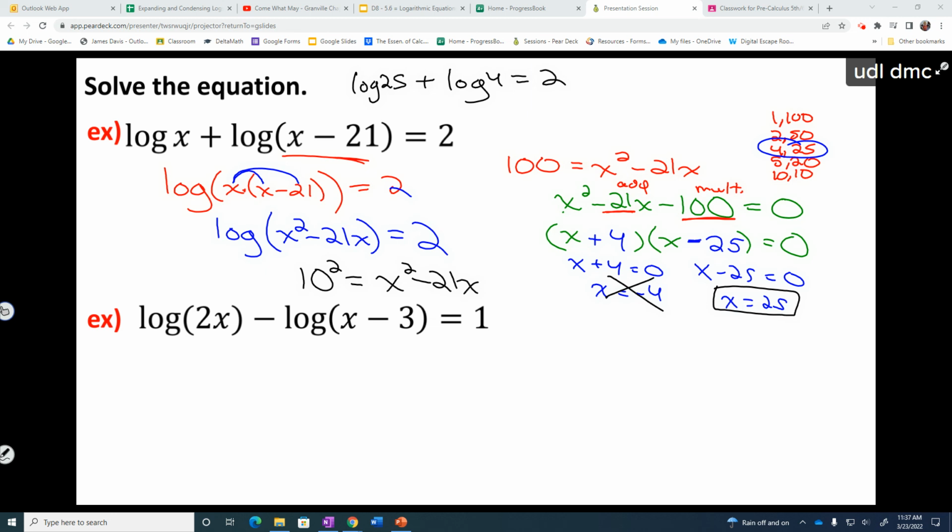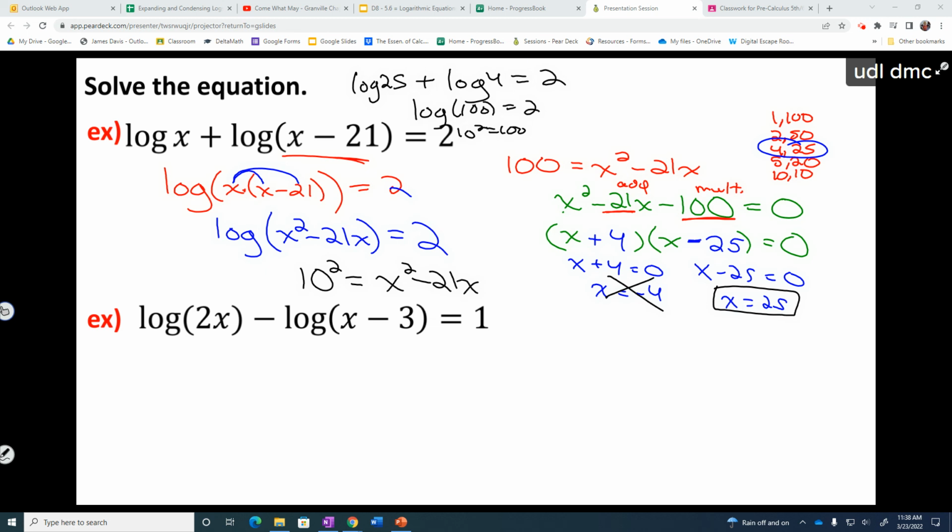And then you could actually, from here, if you wanted to, combine these together. Log of 25 times 4 would be log of 100 equals 2. And then you can think, 10 to what power is 100? Well, 10 to the second is 100. All right, so you can also verify that that's true if you wanted to check it.